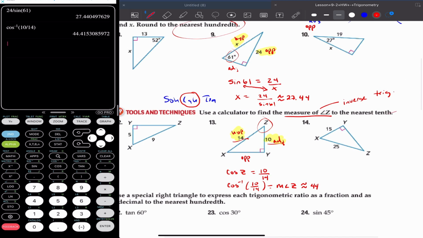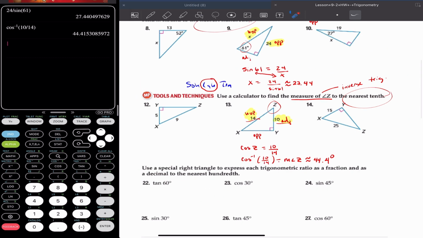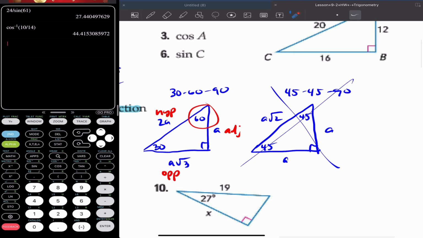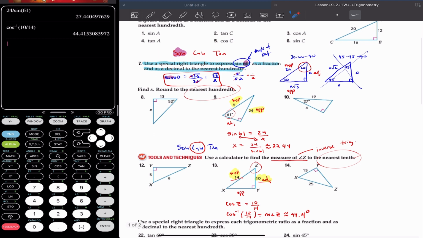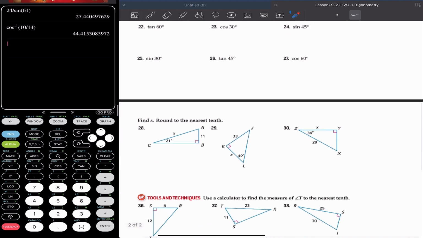What am I rounding to? To the nearest tenth. So 44.4 degrees. Because you're trying to figure out the measure of angle Z, right? So how long is this angle here? It's approximately 44.4 degrees. Okay, and then here we have these problems. I talked about them. You're basically going to have to redraw these figures and label and answer those questions, okay?